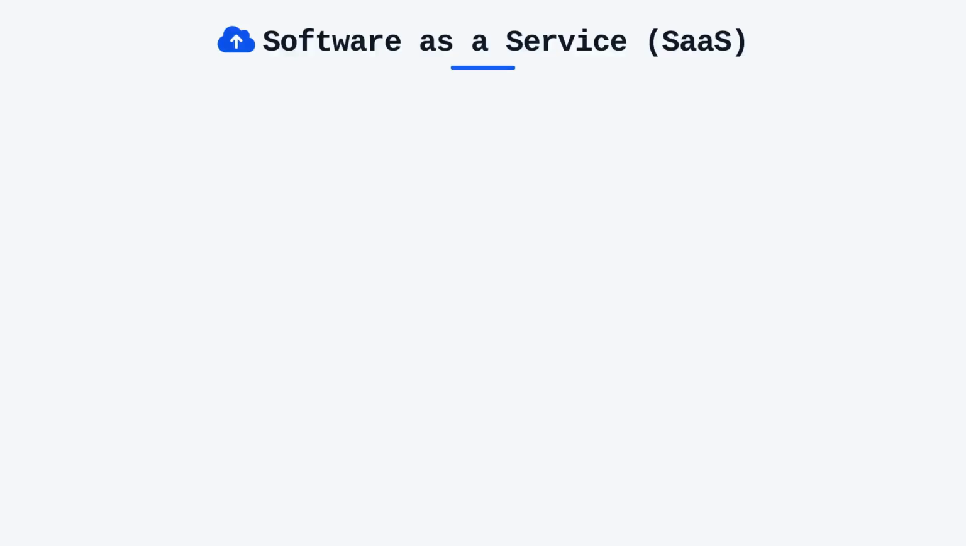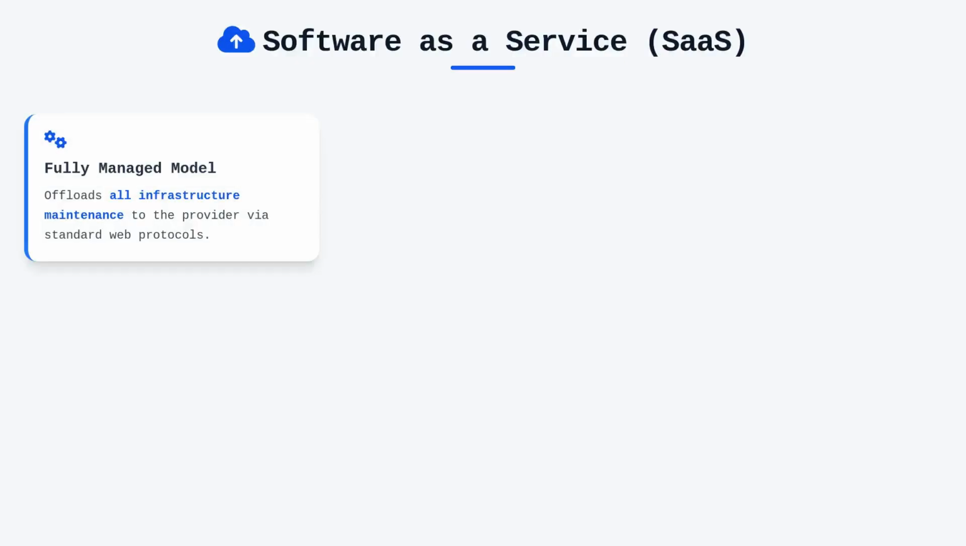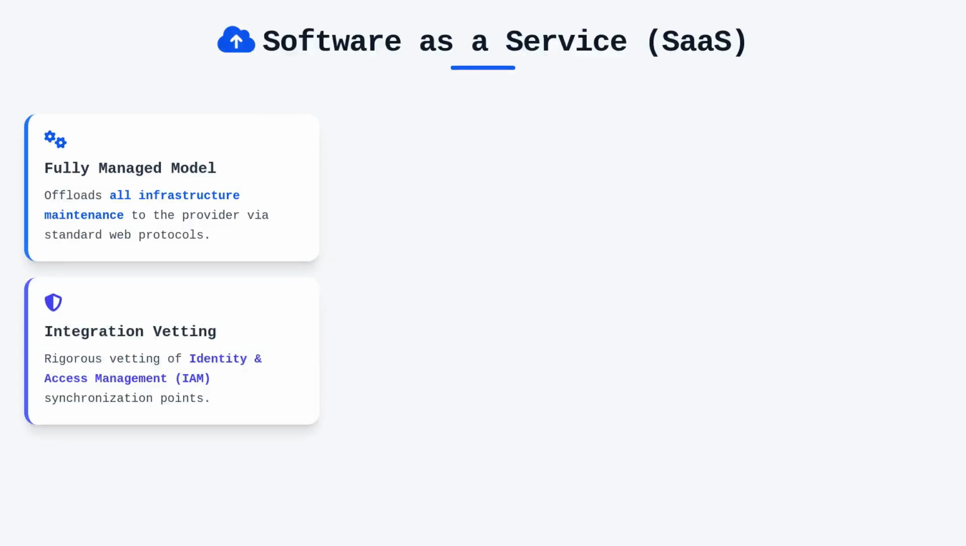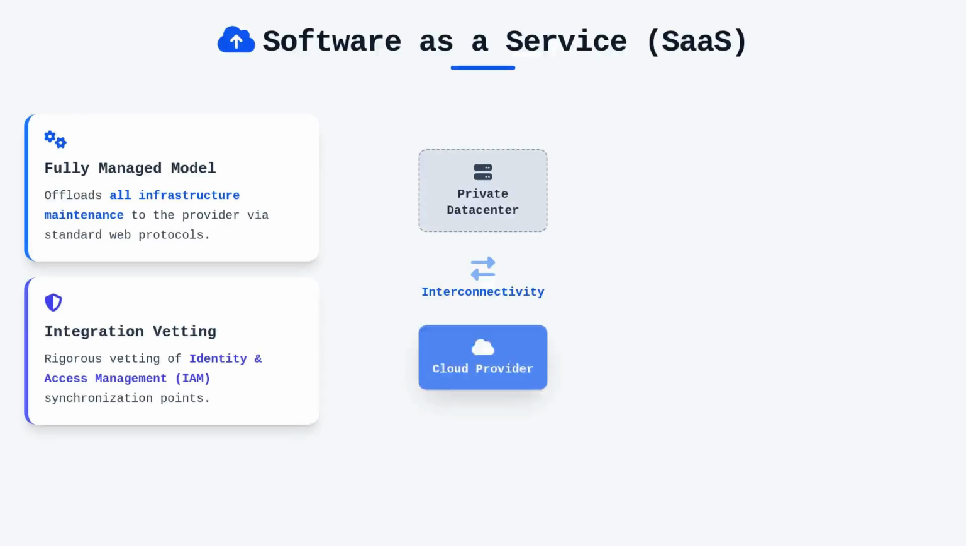Software as a service completes the model by providing fully managed applications accessed through standard web protocols, effectively offloading all infrastructure maintenance to the provider. In the enterprise space, this requires rigorous vetting of the integration points between the SaaS provider and your internal identity and access management systems. Your focus here is less on the performance of the software and more on the synchronization of data and the reliability of the interconnectivity between your private data center and the cloud provider.